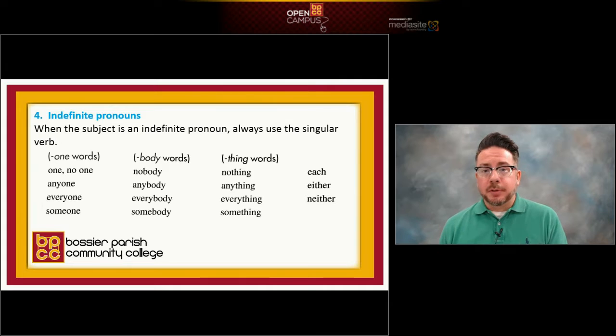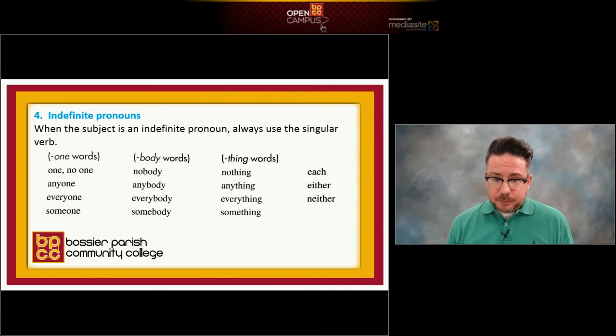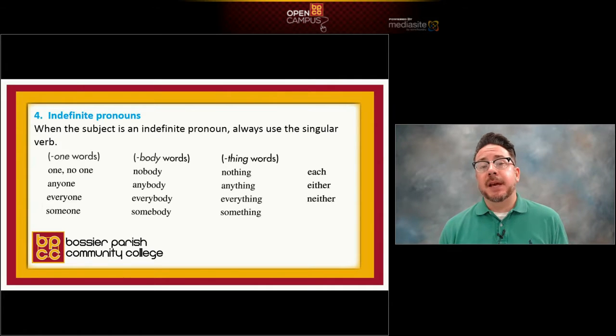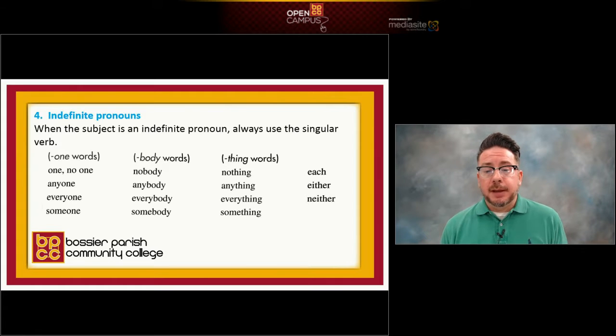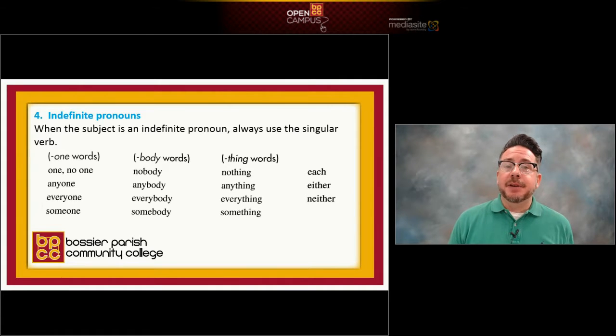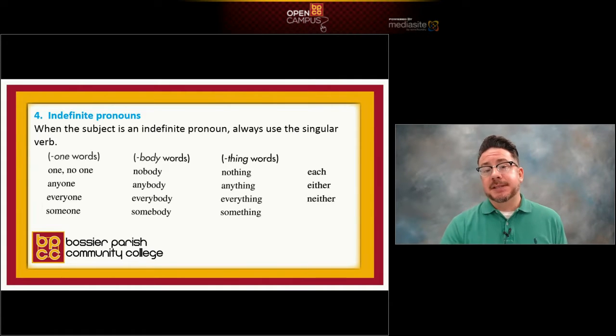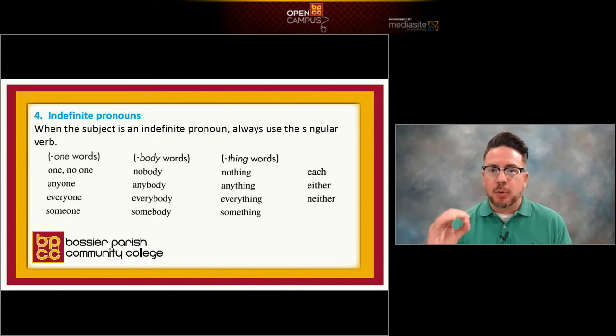Now, another rule, the fourth and final rule, has to do with indefinite pronouns. When the subject of a sentence is an indefinite pronoun, we always use the singular form of the verb. Now, I have a list here on the slide of the most common indefinite pronouns. This list is also available as a handout in the module. Now, all an indefinite pronoun is a pronoun that doesn't refer to a specific person, place, or thing.